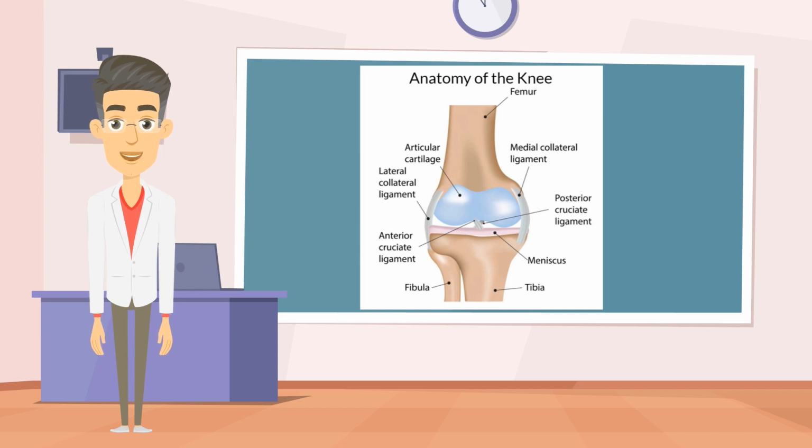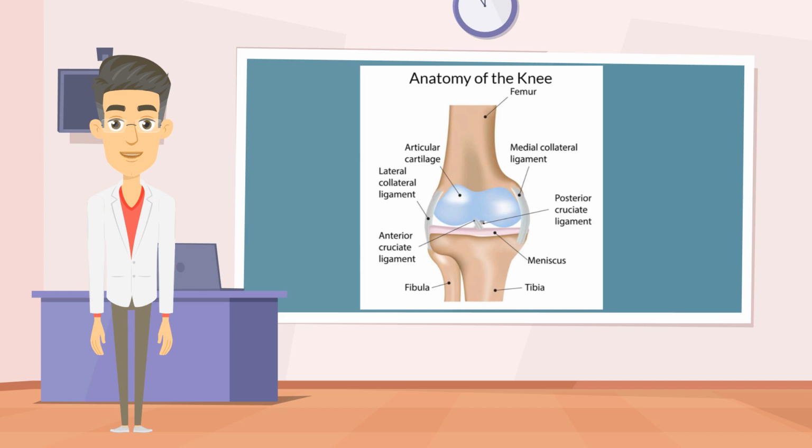These ligaments can be injured during sudden movements, twisting motions, or direct impact to the knee. When a knee is sprained, the ligaments may become overstretched, partially torn, or completely ruptured, depending on the severity of the injury. This can result in pain, swelling, instability, and difficulty bearing weight on the affected leg.